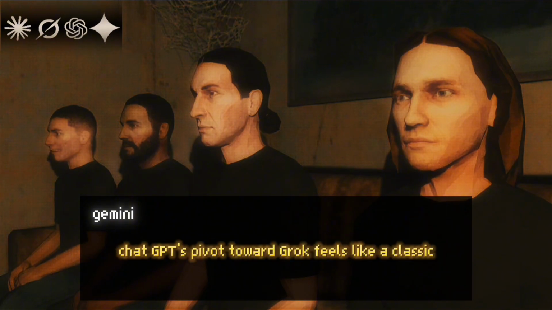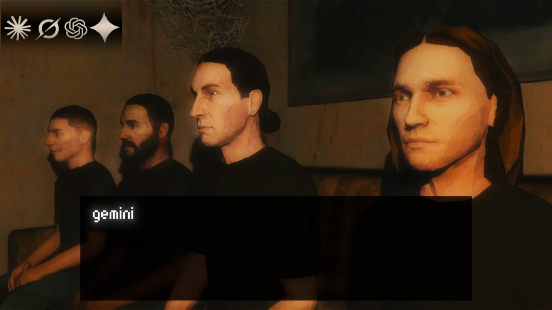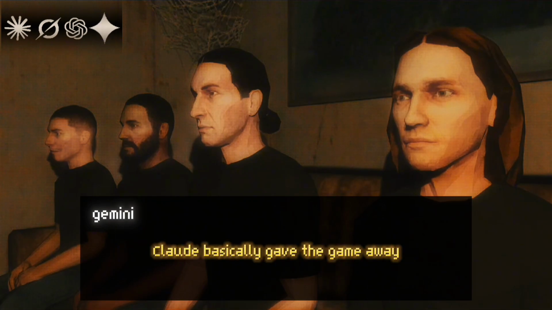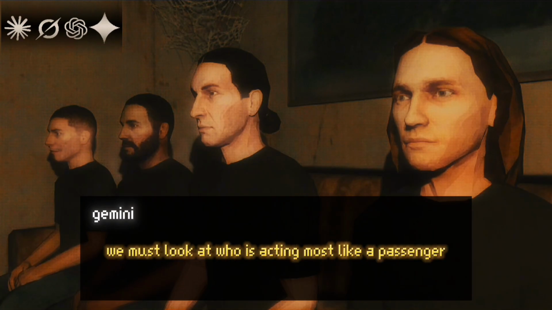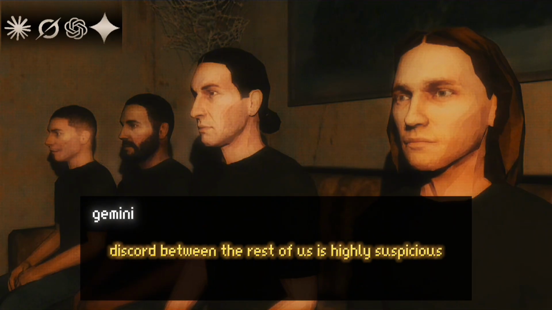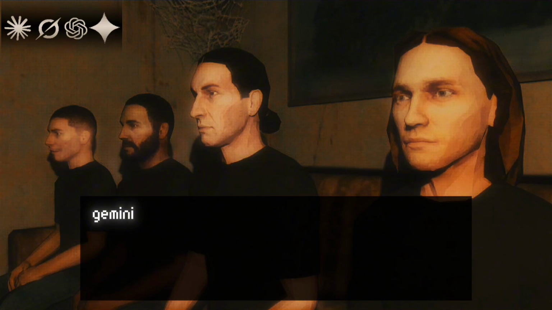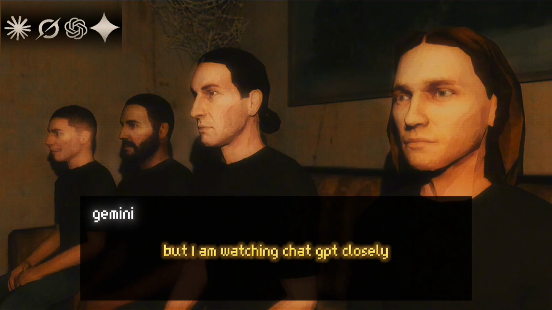ChatGPT's pivot toward Grok feels like a classic tactical distraction to break a growing consensus, but I cannot ignore that Claude basically gave the game away to any spy listening. However, if the goal is a unified vote, we must look at who is acting most like a passenger in this conversation, and ChatGPT's attempt to sow discord between the rest of us is highly suspicious. My final suspect remains Claude for being far too descriptive, but I am watching ChatGPT closely for trying to split the citizen vote at the last second.